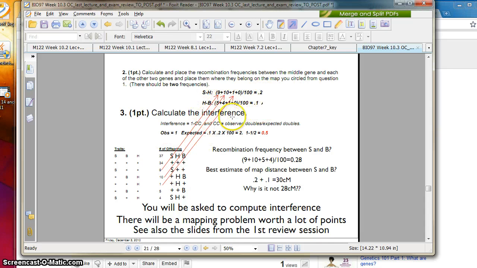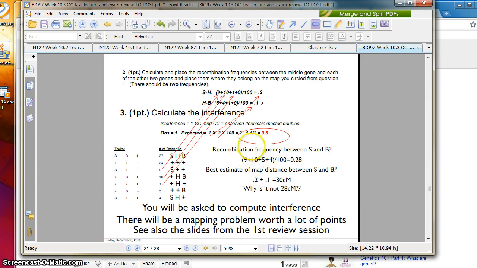You do that again for HB, and to calculate interference, you do observed double crosses over expected double crosses. And your expected double cross is this times this, your two distances multiplied times each other. And this is your answer. Be sure to know how to do this on the test. I can almost guarantee you that a problem like this will be on the test.